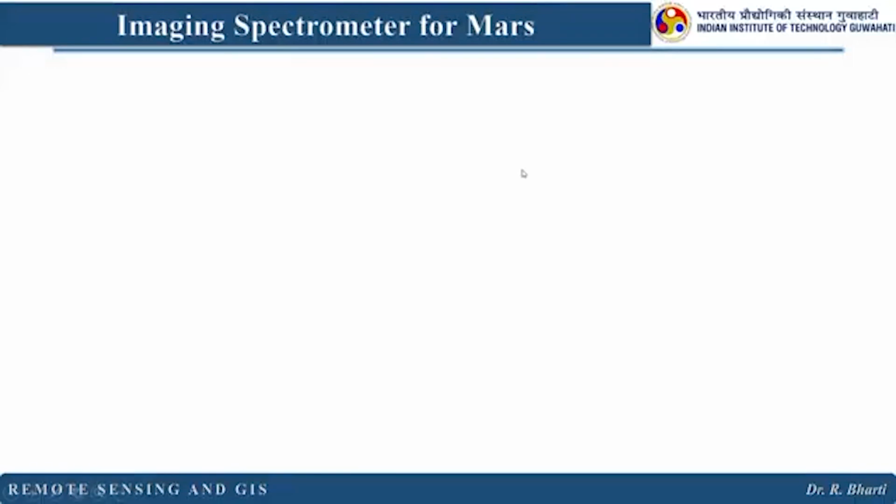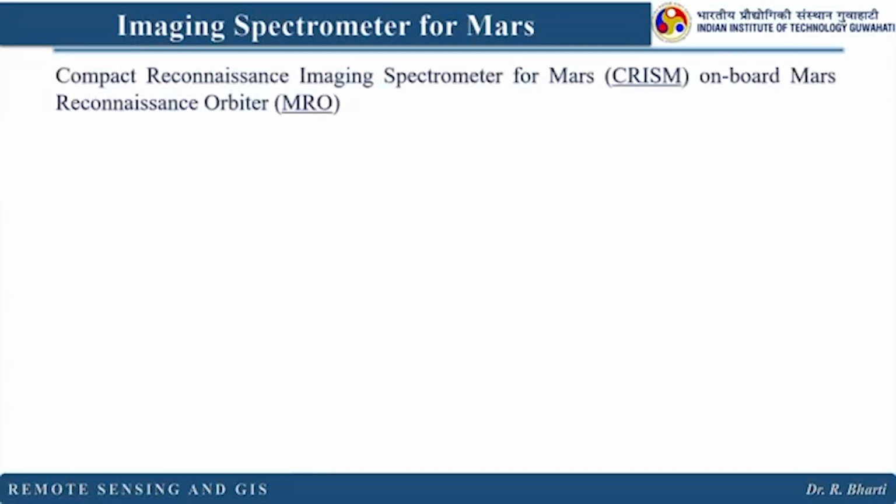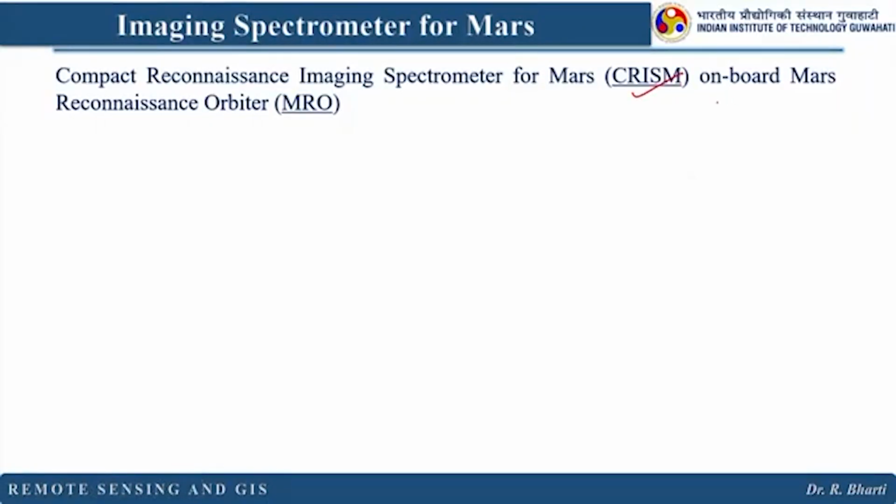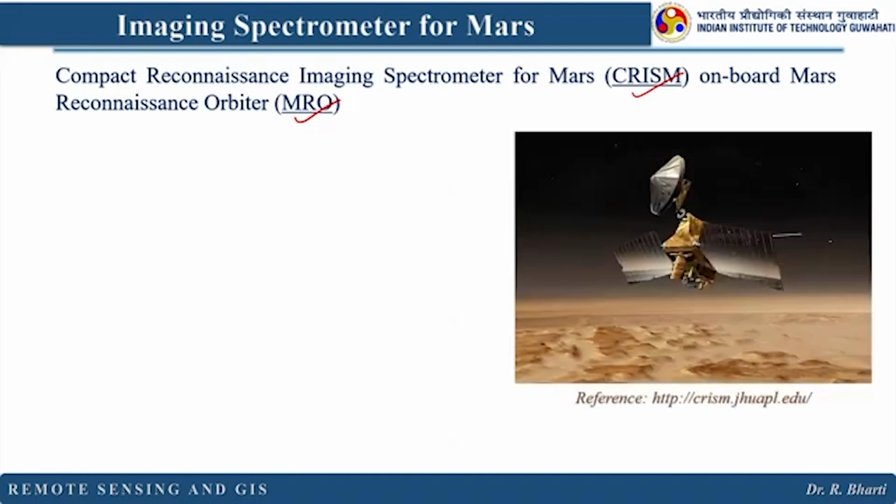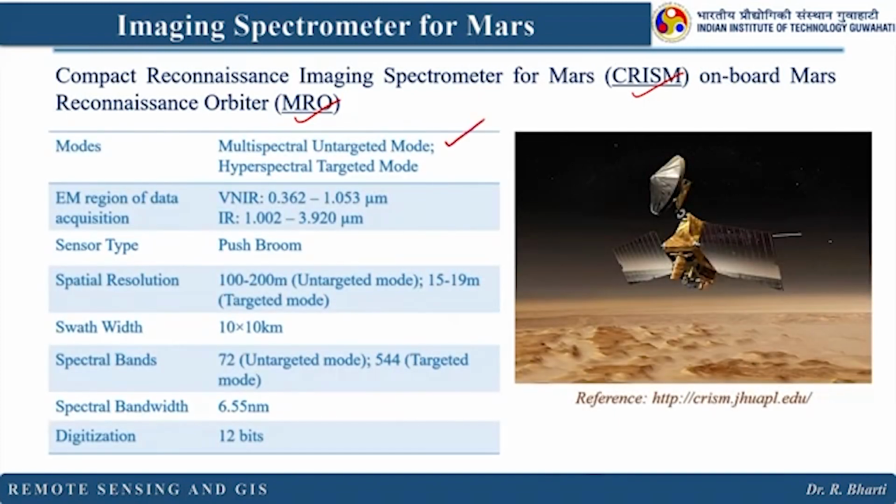Now let us see what data we have used in this particular study. That was CRISM, which is onboard MRO. MRO is a carrier and CRISM is a sensor. CRISM is a hyperspectral sensor and its technical specifications are given here.